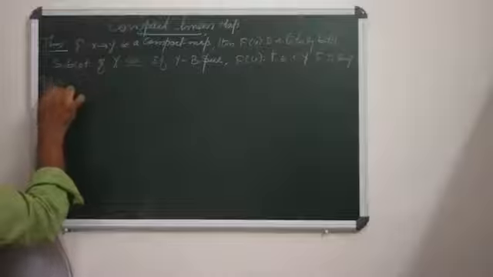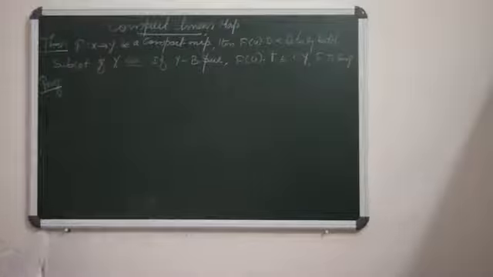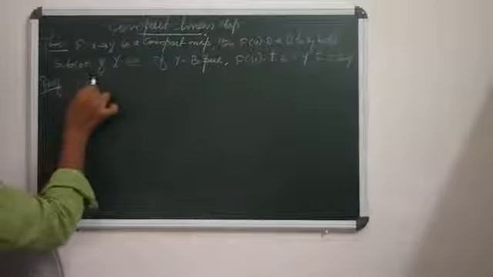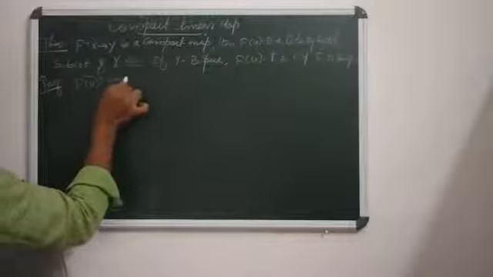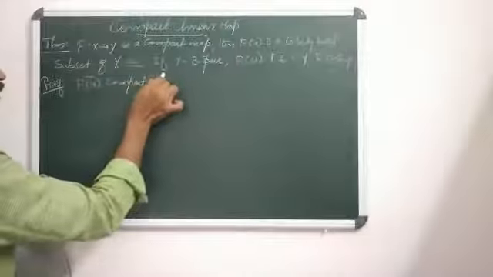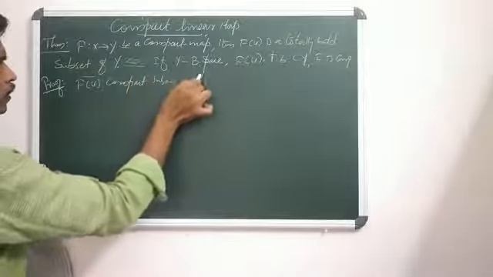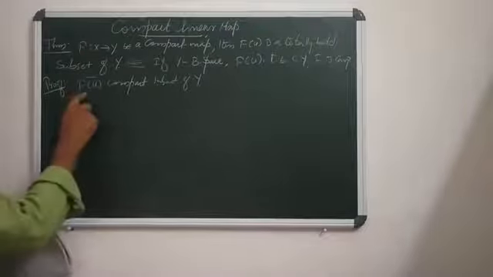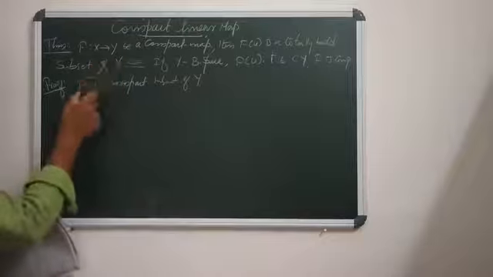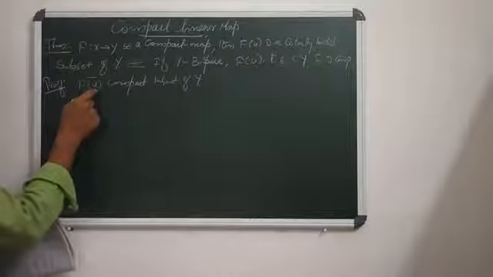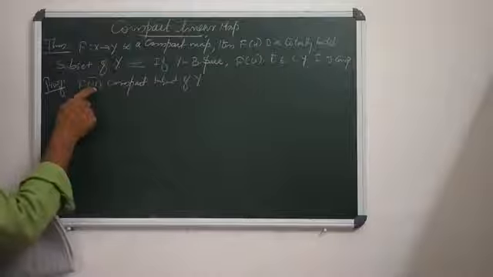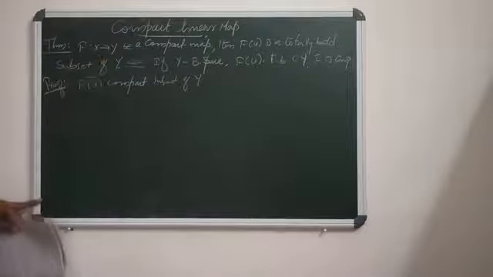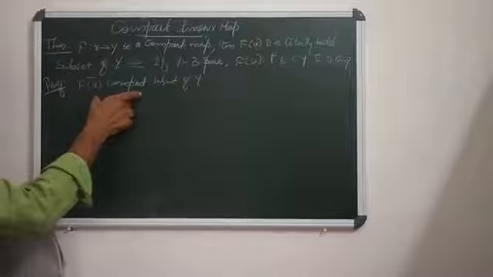The proof: come to the first part. F is a compact linear map. What is the closure of f of U? The closure of f of U is a compact subset of Y. By the definition of a compact linear map, since f is compact linear, for every open ball U in X, the closure of f of U is a compact subset of Y. It means the closure of f of U is compact.